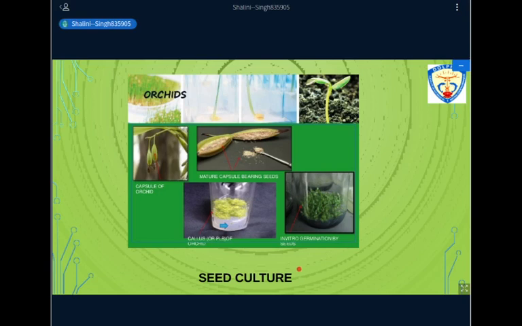So here you can see the example of orchids. Orchids are ornamental plant. They bear very beautiful flowers and they have a very big market of cut flowers. These orchid cut flowers are mostly exported. They are used in various ornamental purposes. So you can see the orchid seeds here.